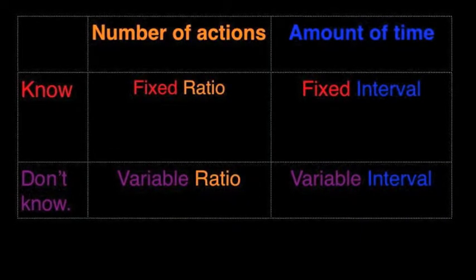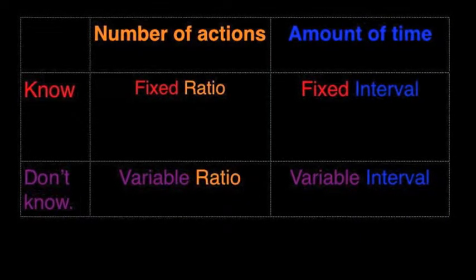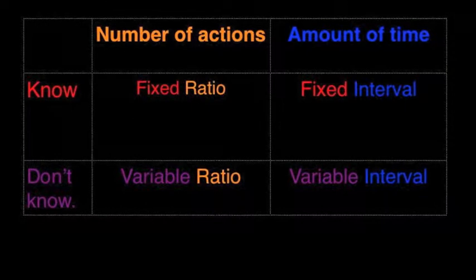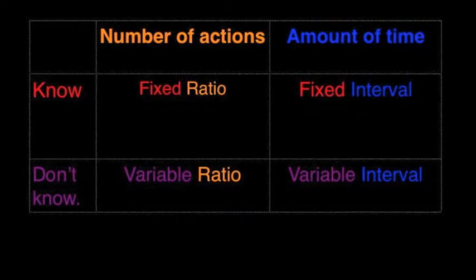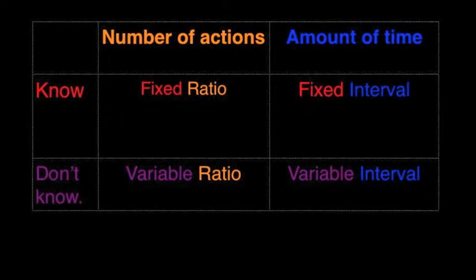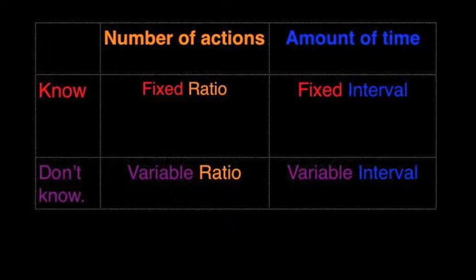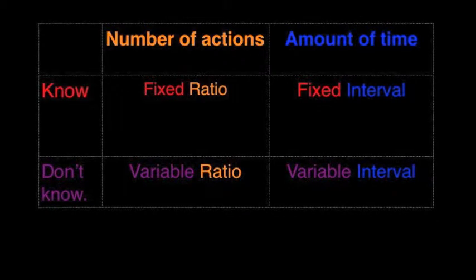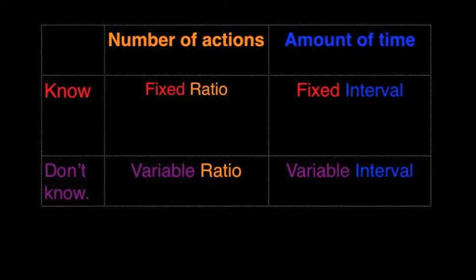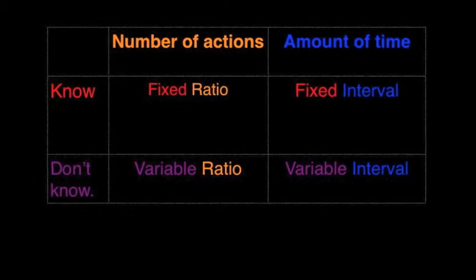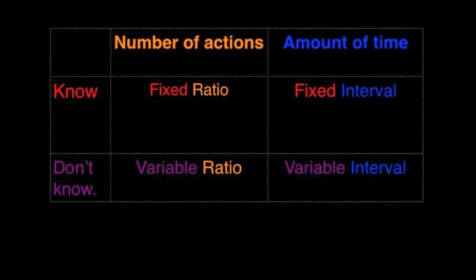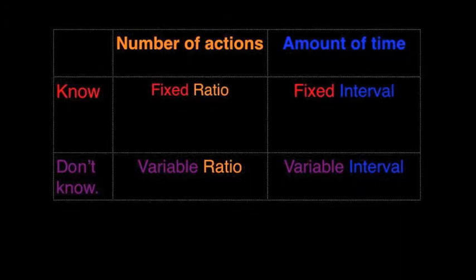The Skinner box could run on a fixed ratio, variable ratio, fixed interval, or variable interval schedule. A fixed ratio is where there is a known amount of actions before a reward is given. A variable ratio is where there is an unknown amount of actions before the reward is given. A fixed interval is a known amount of time before a reward is given, and a variable interval is an unknown amount of time before the reward is given.